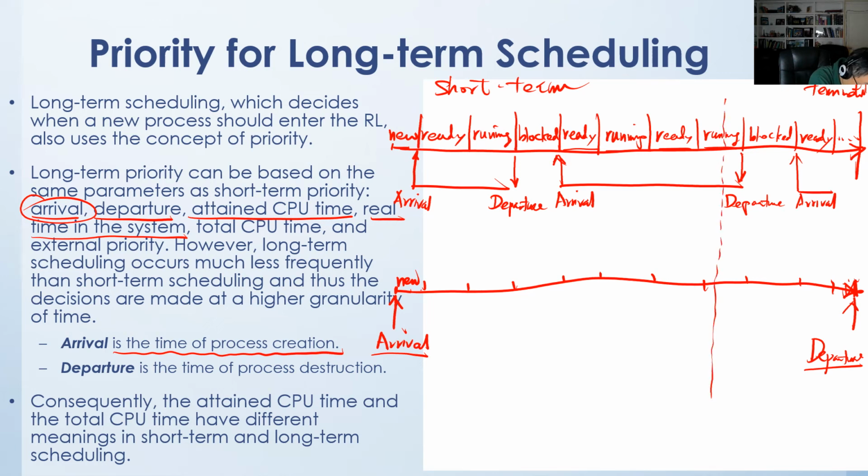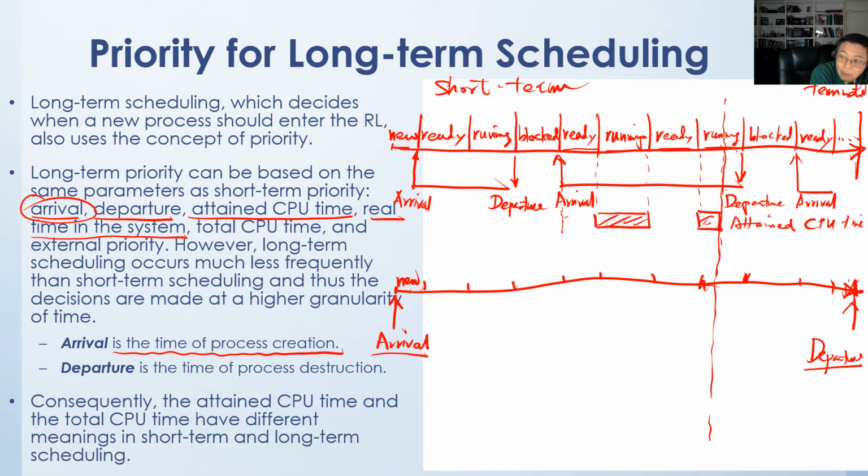Now, for the attended CPU time, let's say this is a timeline, right? Suppose that we just try to calculate the timeline here. The attended CPU time counts from the arrival, the most recent arrival. So attended CPU time is the time after the arrival that the process acquires the CPU. So this is the running, this is another running time, but this is a timeline. So that's the attended CPU time.